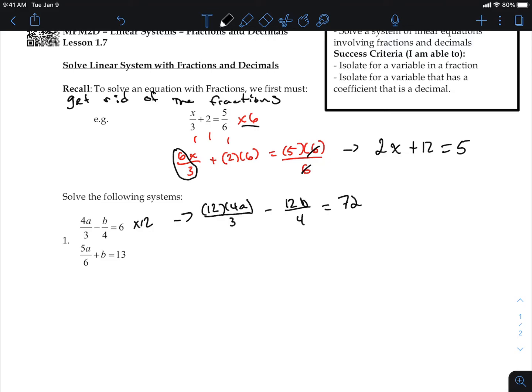So now you guys can figure this out. 12 divided by 3 is a nice number. 12 divided by 4 is also a nice number, right? So what's that? 12 divided by 3 is 4 times 4a, which you could do in one step. Doesn't matter to me, I'm just doing it to show you guys. And then 12 divided by 4 is 3. 3b is equal to 72.